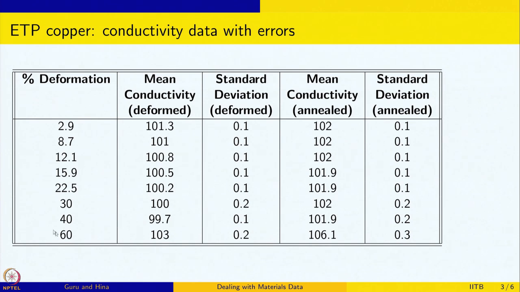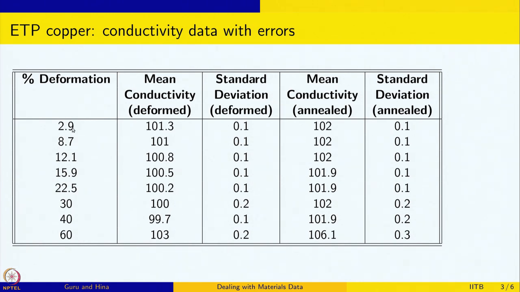And then all these deformed samples were annealed for the same amount of time. And at the end of the annealing treatment, these samples are taken. Again, the conductivity is measured and the mean conductivity and standard deviation is given. And in each one of these cases, 20 measurements were taken to calculate this mean conductivity and standard deviation, right? So the measurement was repeated 20 times to make sure that you get the proper conductivity and standard deviation. So each of these values is a result of 20 measurements.